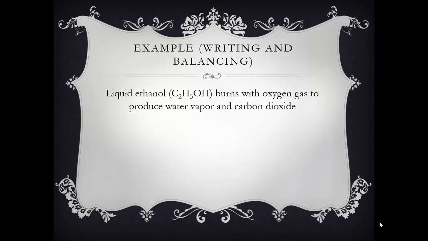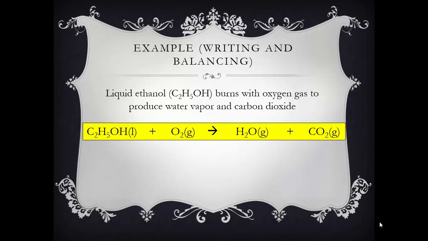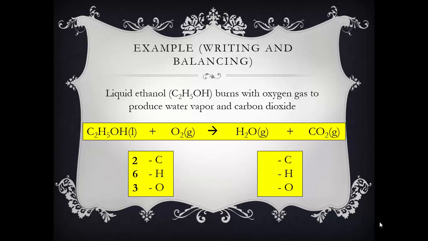Here we have liquid ethanol, C2H5OH, burns with oxygen gas to produce water vapor and carbon dioxide. Okay. So we gotta do an atom inventory. How many carbons? There's 2 carbons, 6 hydrogens, and 3 oxygens. You gotta remember in ethanol there's 1 oxygen. And then on the right side there are 1 carbon, 2 hydrogens, and 3 oxygens.